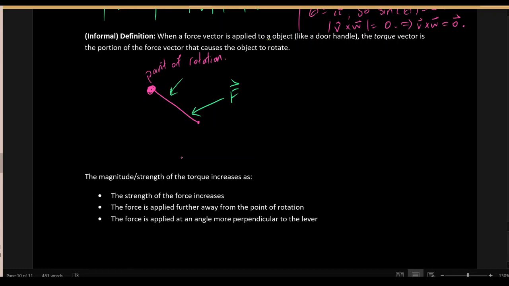Torque is also affected by the direction in which the force is applied. If you applied a force which was parallel to the door handle and you poked it along its end, that's really not going to have any effect at all to rotate the handle of the door. If we want to rotate the door handle, the most efficient way to do that is to apply a force which is directly perpendicular to the handle, and that will cause it to rotate most efficiently.